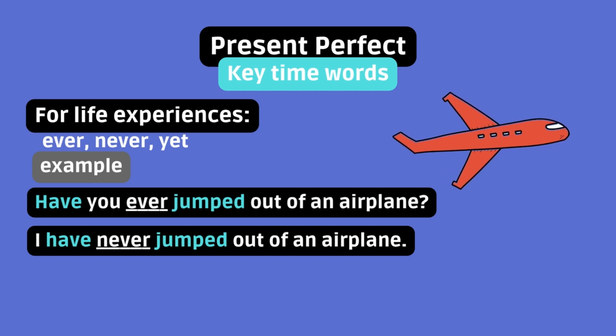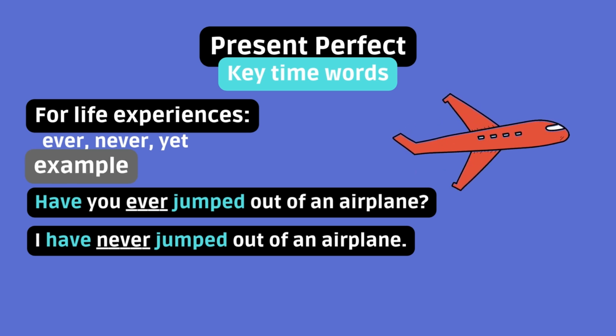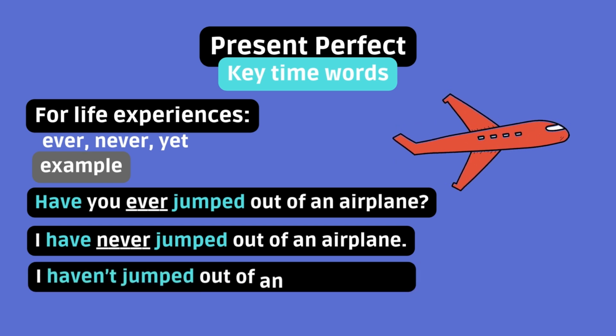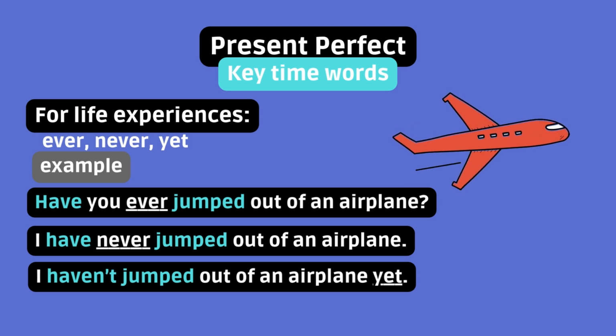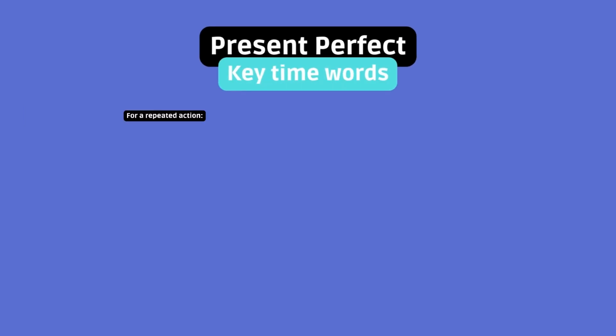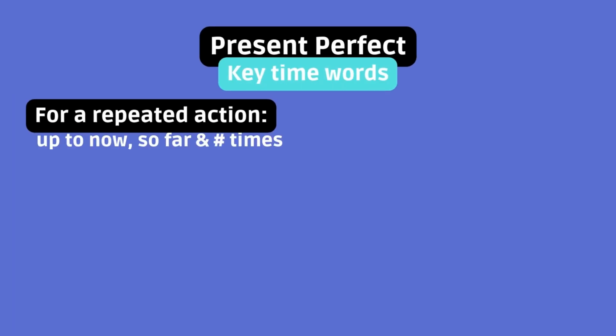I might still do it, even if I'm scared of heights, but as of now, it has not happened. Example, I haven't jumped out of an airplane yet. Jumping out of an airplane is not part of my life experiences, but I intend on doing it at some point in the future. For a repeated action: up to now, so far, number of times.